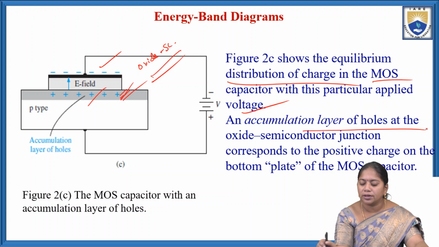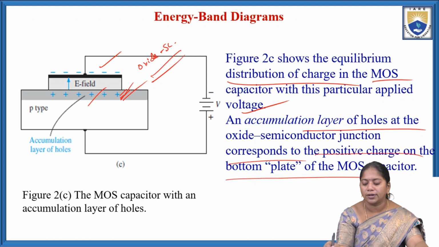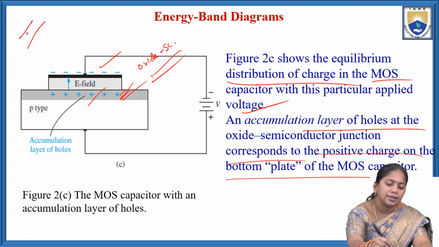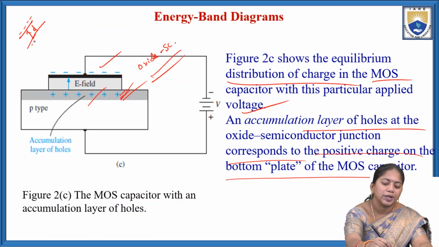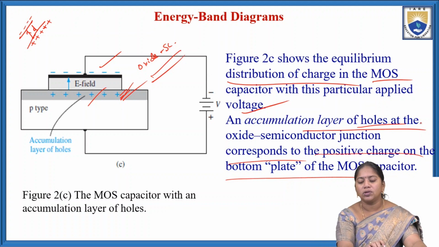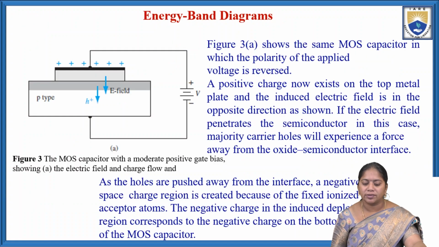So an accumulation layer of holes at the oxide semiconductor interface corresponds to the positive charge on the bottom plate of the MOS capacitor. Here we already discussed that this is the MOS capacitor, where the distance is d. The negative charge will be deposited on the top plate and the positive charge on the bottom plate, due to the accumulation layer of holes at the oxide semiconductor junction.